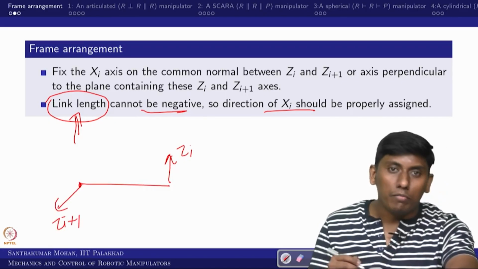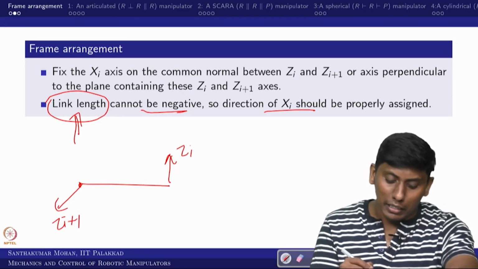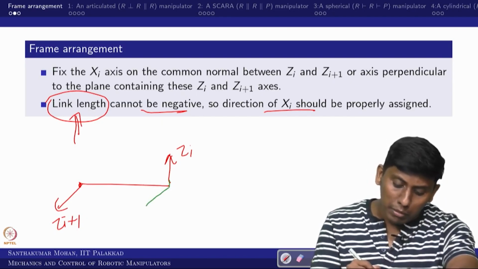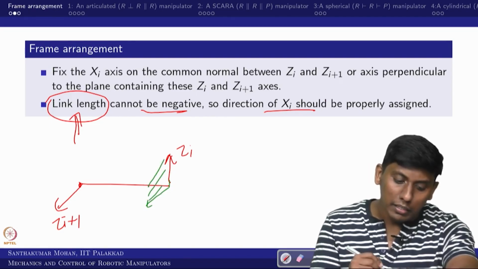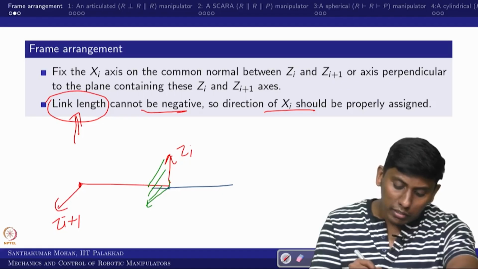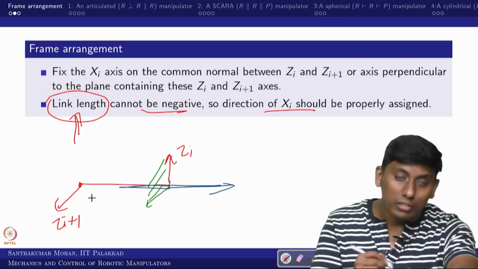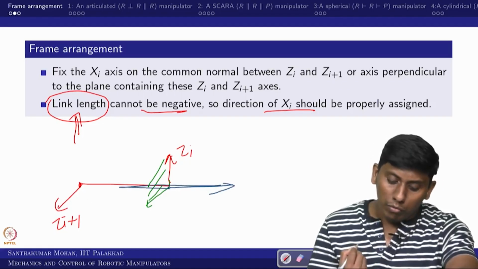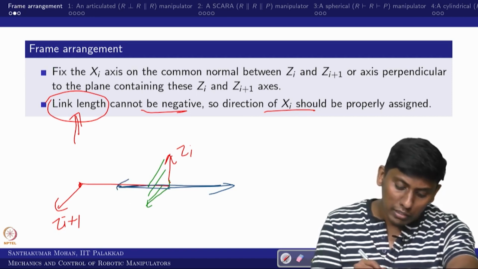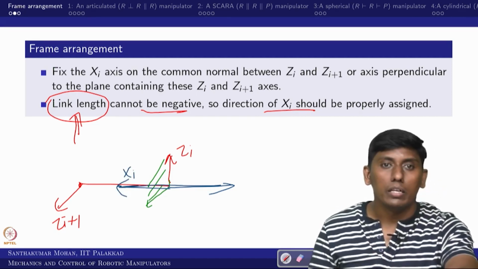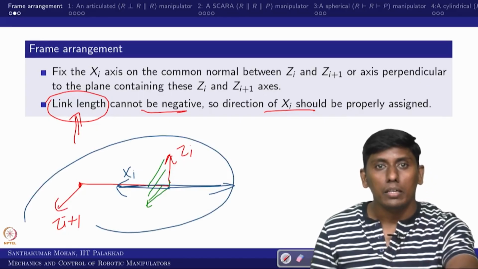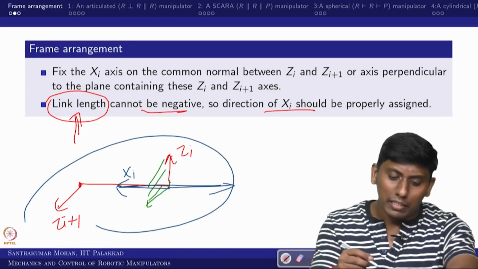What is the choice of xi? It is perpendicular to the plane containing them. So what would be the plane? This is the plane containing them. What would be the direction of xi? Either this side or this side. Since the link length is supposed to be positive, you fix xi this way. This is what this particular rule is all about. Now we will move to the real example.